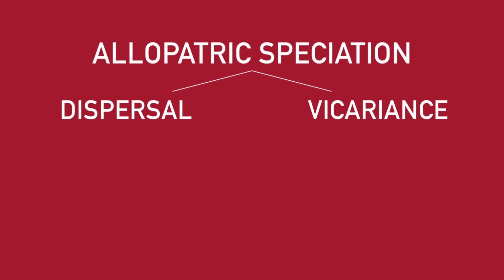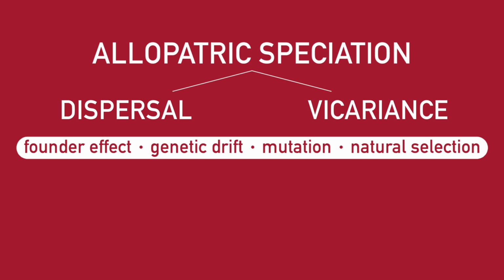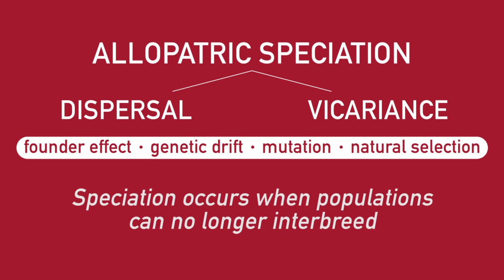Let's review allopatric speciation. A population is split in two through either dispersal or vicariance. The populations accumulate differences through founder effect, genetic drift, mutation, and natural selection. If the populations become sufficiently different, they will no longer interbreed, and at that point, speciation has occurred.